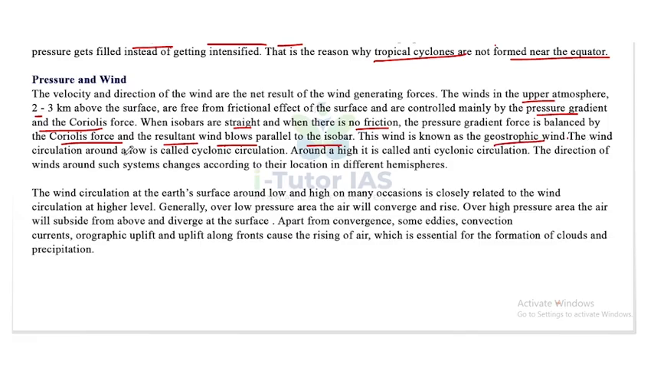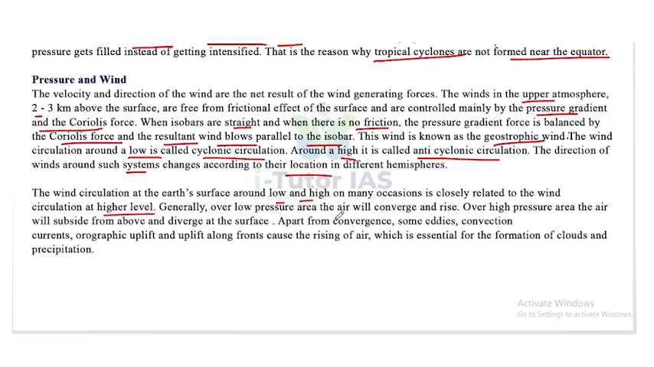The wind circulation around a low is called cyclonic circulation. Around a high, it is called anti-cyclonic circulation. The direction of winds around such systems changes according to their location in different hemispheres. The wind circulation at the Earth's surface around low and high on many occasions is closely related to the wind circulation at a higher level.